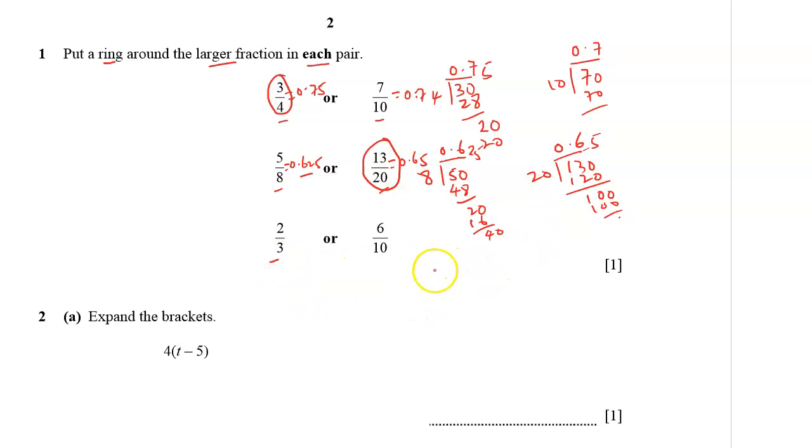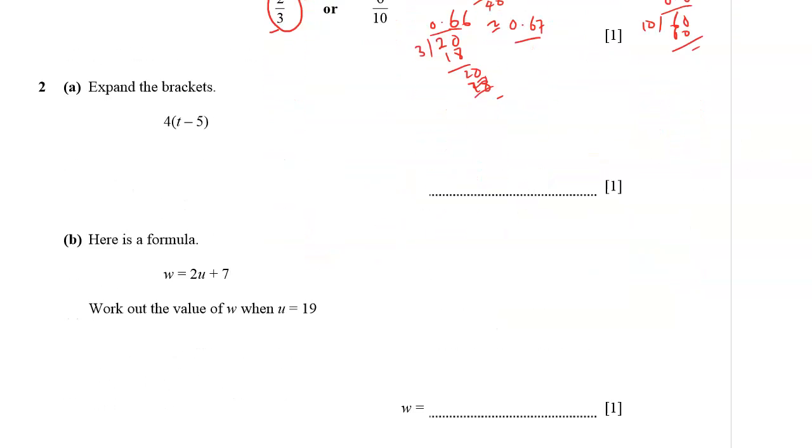Then 2/3, 2 divided by 3, 0, 20. This is 6. 6 times 3 is 18, 20, 6, and so on and so forth. So this is recurring, 6, 6. So you can approximately say 0.67. And then 6 divided by 10, 0, 6. So this is basically 6 for 60. So 0.67 is greater than 0.6. So of the two, 2/3 is the greater or larger fraction. There goes.